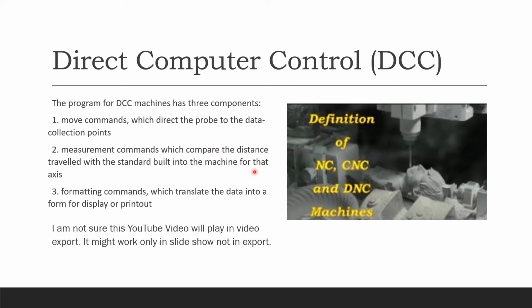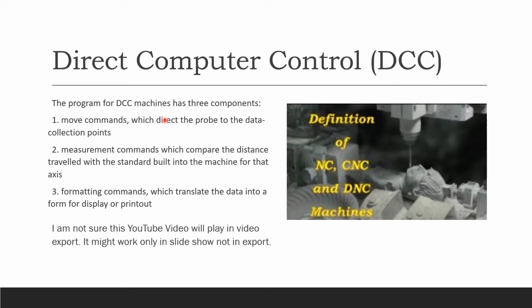Okay, so the program for the CMM machine has three components, and they're all commands: move, measurement, and formatting. Move commands direct the probe to the data collection points. We have already done our basic labs about the measurement points. So when we use a machine, we can program the machine to take measurements of particular points, okay? On the measurement commands, we compare the distance traveled with a standard built into the machine for that axis. For formatting, we translate the data into a form for display or input.